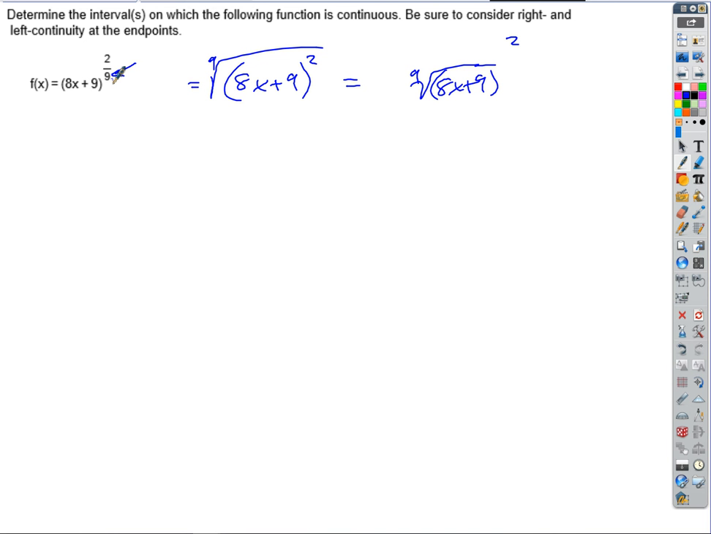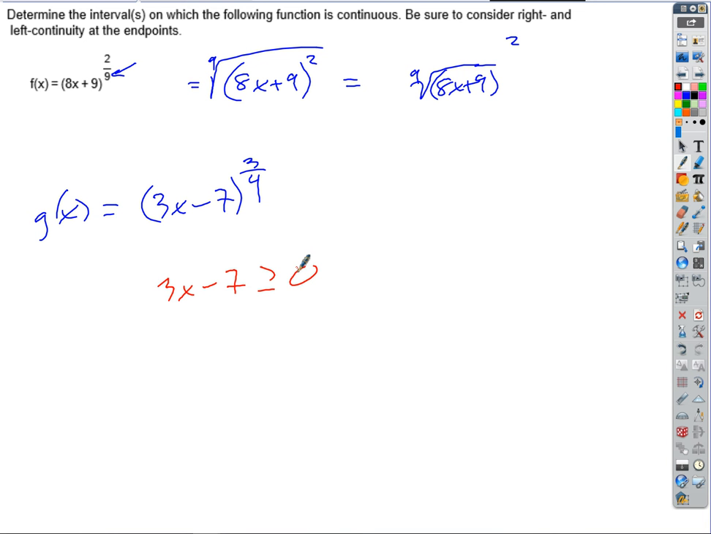Right. Make sense? This would have been a little stickier wicket if we had something like g of x equals (3x minus 7) to the 3/4. Where would that function be continuous? Well, only where it's defined. And is that an even or an odd root? That's an even root. So now whatever's inside can only be non-negative, so we'd have to say 3x minus 7 has to be greater than or equal to 0 and solve that inequality.